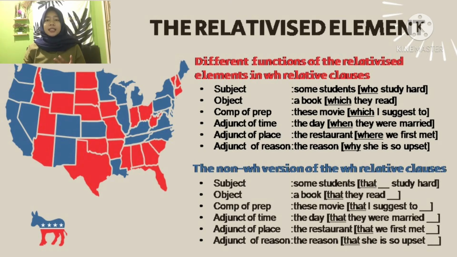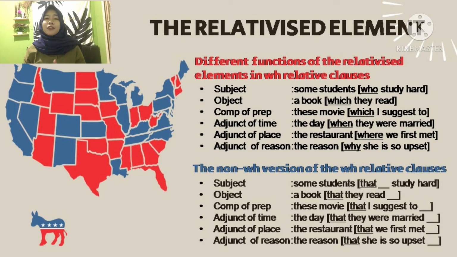Alright, let's look at the non-WH version using that relative clauses. If you see the parentheses around that, it is optional, so you can have that omitted. In this case, you can use a bare relative clause, or a that relative clause without any relative pronoun. So you can say a book they read or a book that they read.